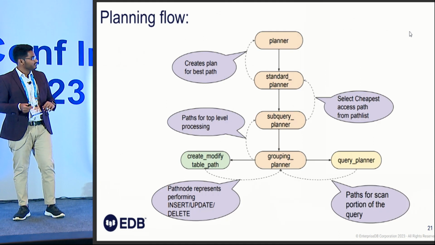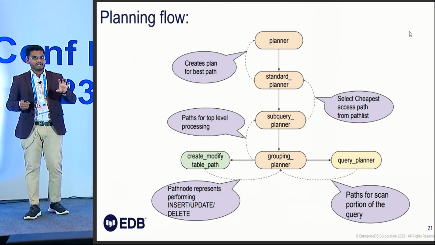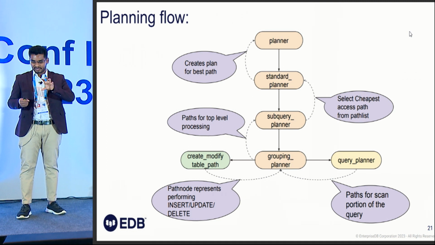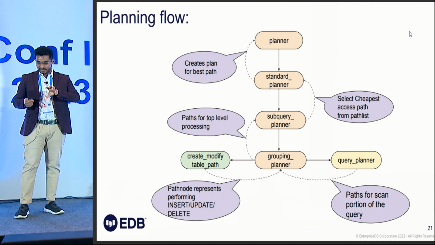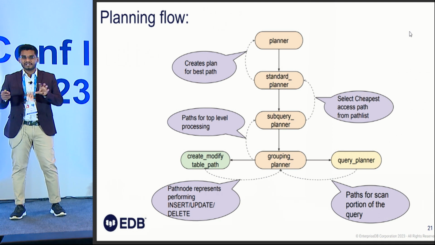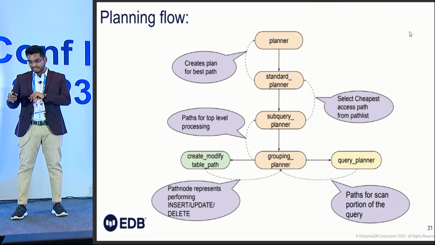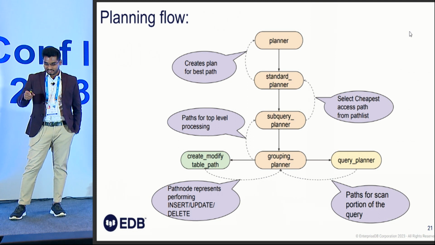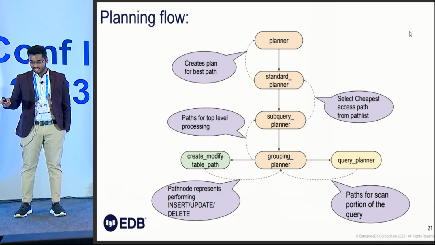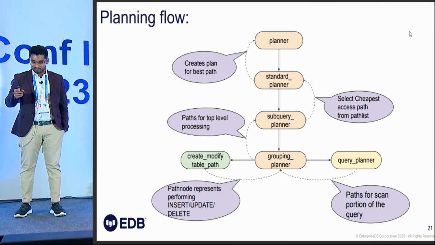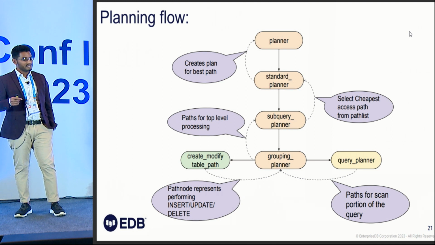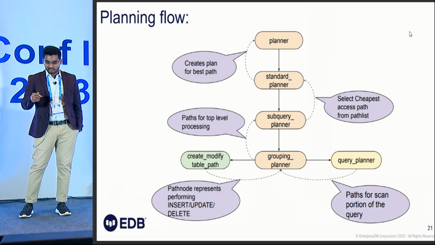Now this is the planning flow. Whatever is written in the boxes are the function names: planner, standard planner, subquery planner, grouping planner, query planner. When you have a where clause in an update or delete command, the path for the scan portion of the query will be taken care of by the query planner function. Then it gives that path to the grouping planner. Then, as I mentioned earlier, the create modified table path function gives the modifiable path to the grouping planner.